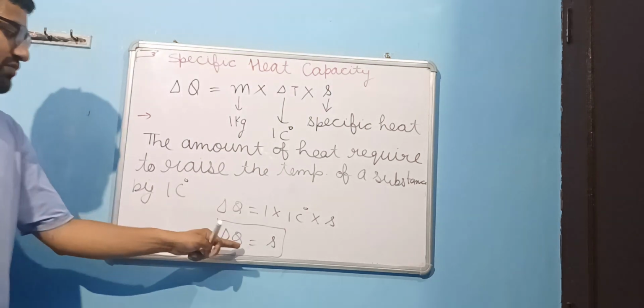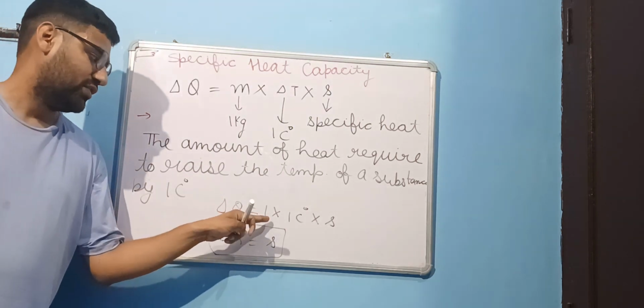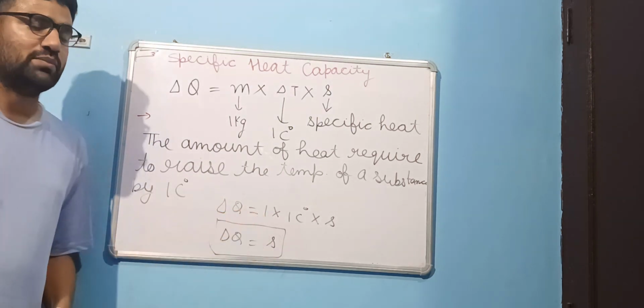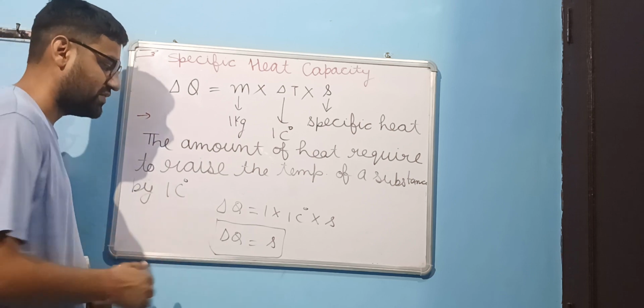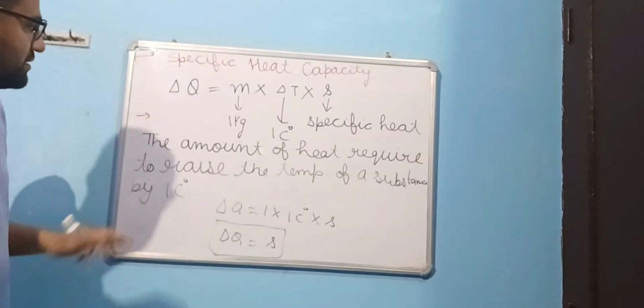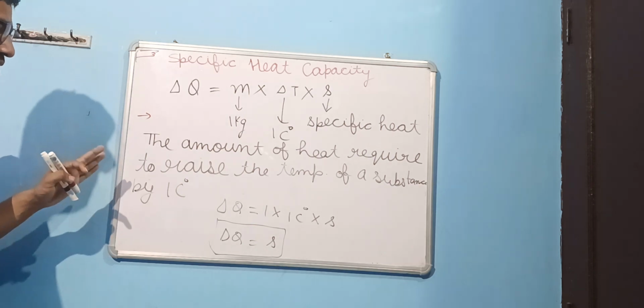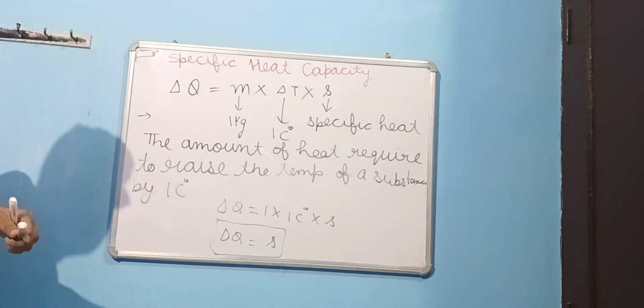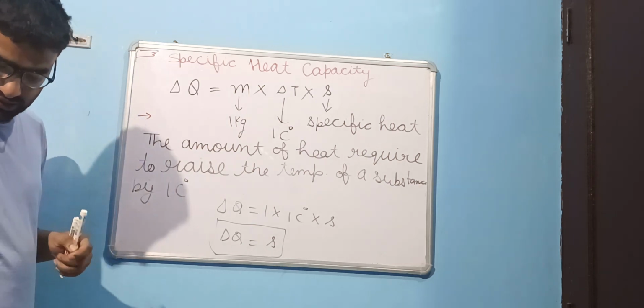The heat required will be this much when we take 1 kilogram of mass and a 1 degree rise in temperature. That heat is called specific heat.